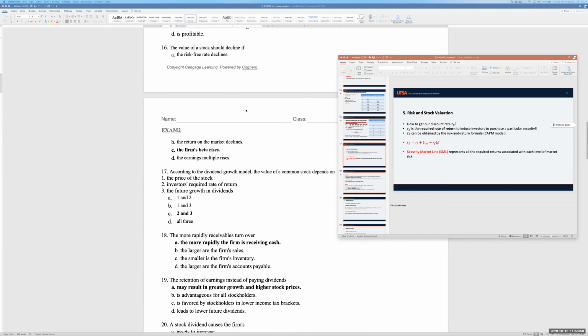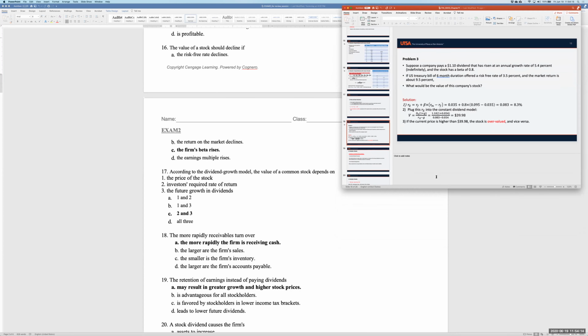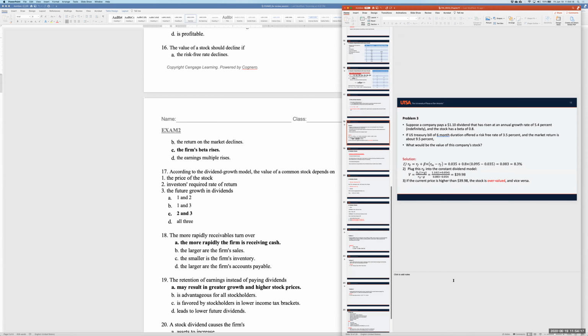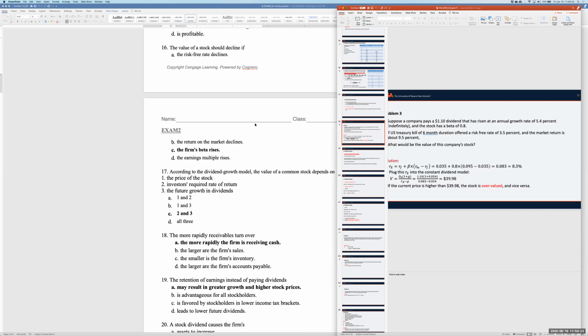Okay, 16, the value of a stock should decline if the risk-free rate declines. How can we measure the stock value? As you remember in this calculation, let's see, I can put this here and you can easily see what I mean. Make it bigger. Okay, so the value of a stock should decline if this risk-free rate declines.